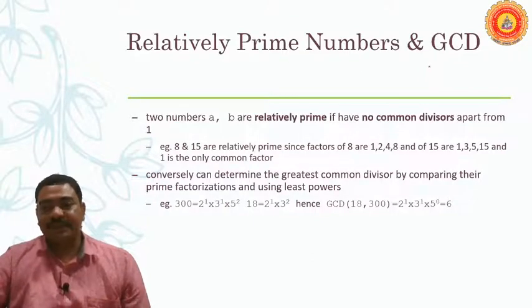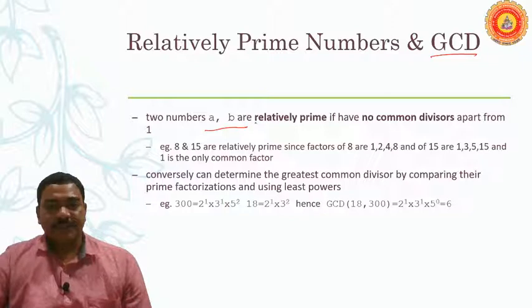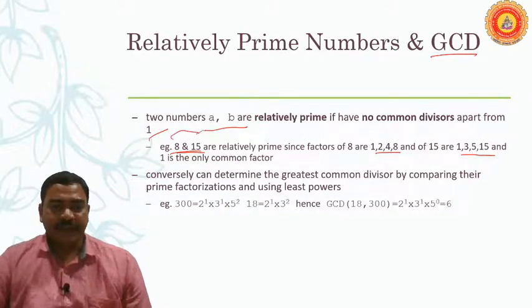Relatively prime, we have already discussed in the previous classes, class number 7 and 8. When the GCD of two numbers is equal to 1, then they are known as relatively prime. Suppose GCD of A and B is 1, then A and B are relatively prime, since they have no common divisor apart from 1. For example, 8 and 15 are also relatively prime, since the factors of 8 are 1, 2, 4, 8 and of 15 are 1, 3, 5.